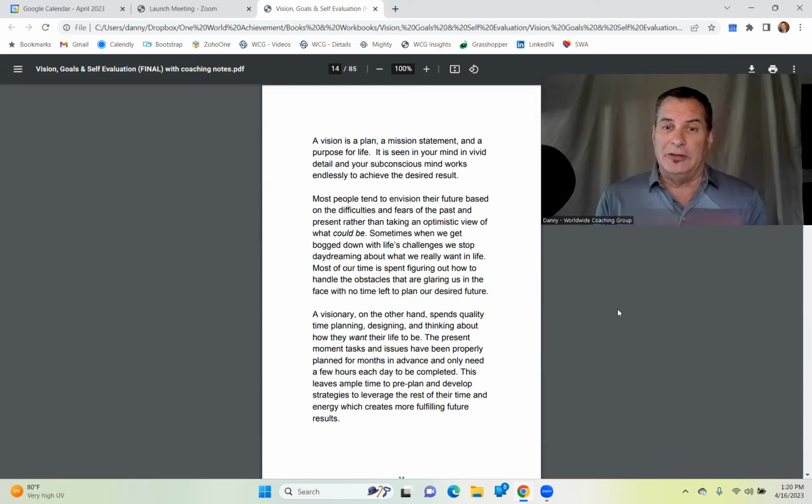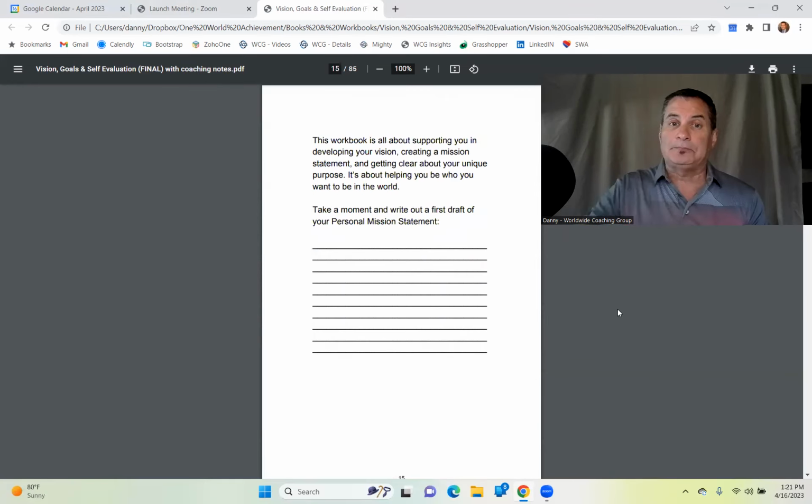A visionary, on the other hand, spends quality time planning, designing, and thinking about how they want their life to be. The present moment, tasks, and issues have been properly planned for months in advance and only need a few hours each day to be completed. This leaves ample time to pre-plan and develop strategies to leverage the rest of your time and energy, which creates more fulfillment and more fulfilling future results.